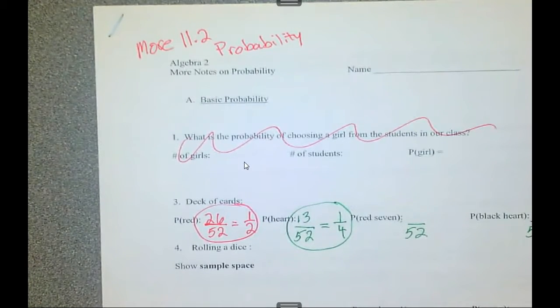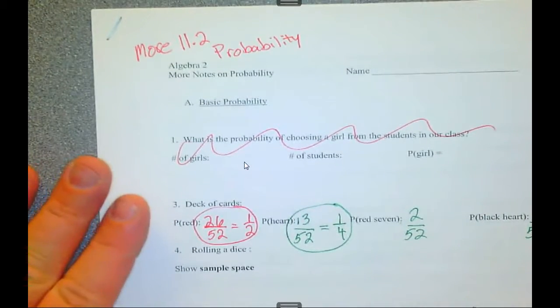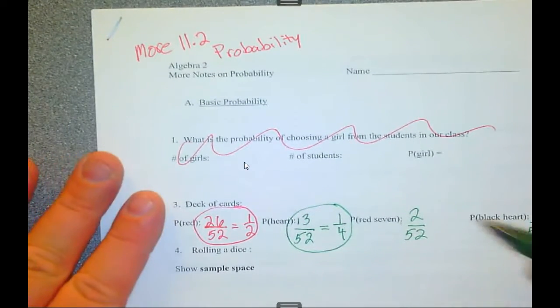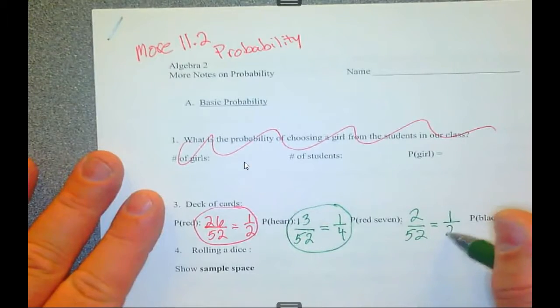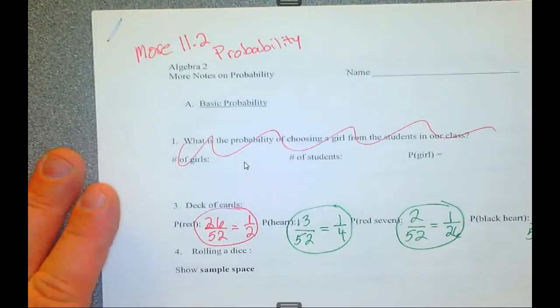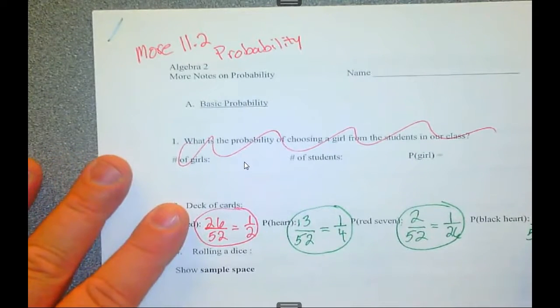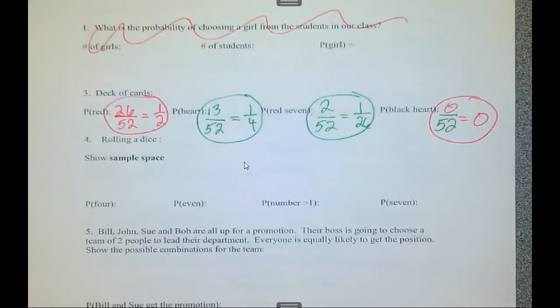Okay, so the probability of pulling a red 7. 2. Good. So that'd be 1/26. How about a black heart? 0. Sorry. Actually, I don't care.